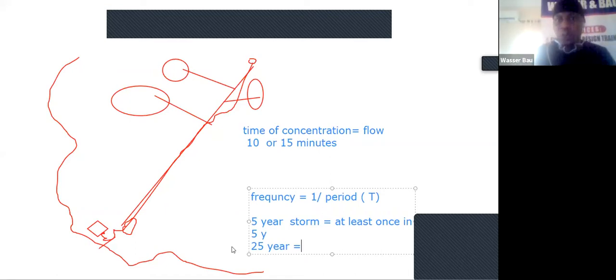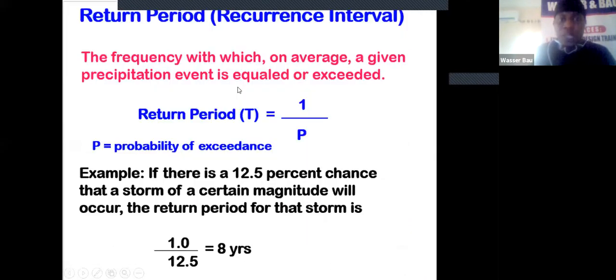Okay, so I think we're making progress. Now, this is what I'm just trying to say. The return period is the inverse of the frequency. So if there's a 12.5% chance that a storm of a certain magnitude will occur, the return period for that storm will be 8 years. So the higher the frequency, the lower the return period. We all know our inverse.